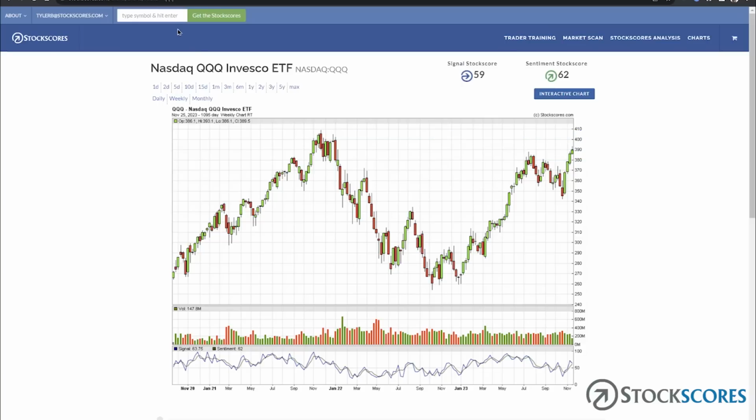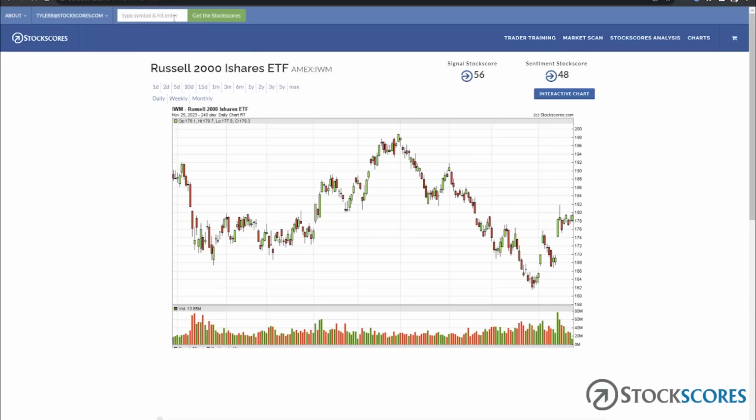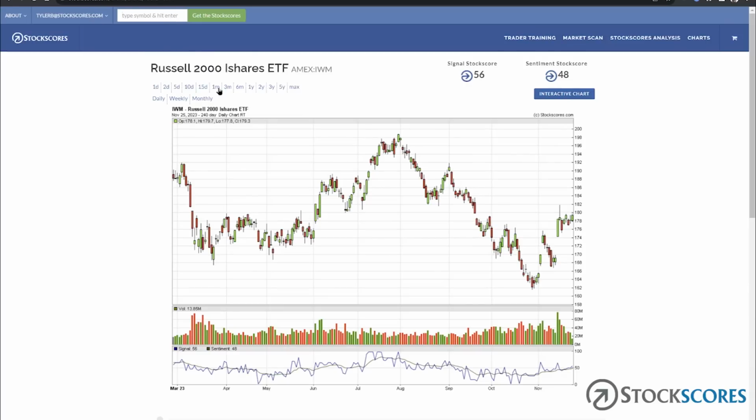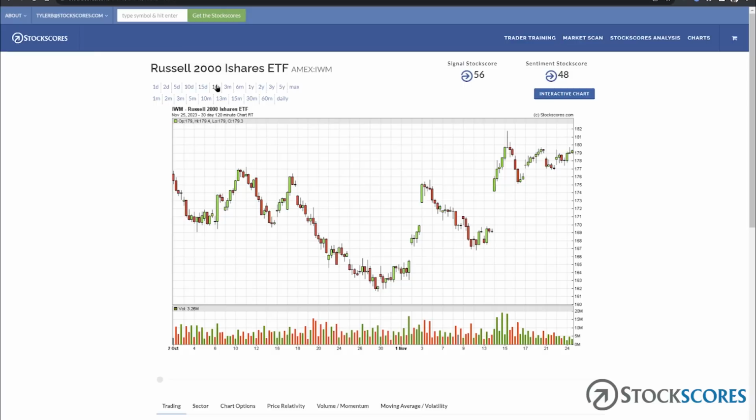Now, what about those small caps? IWM is the symbol for the Russell 2000 ETF. And let's take a look at the 1 month chart here. And you can see that it's been rising, but it's been much more choppy. This market is more sensitive to interest rates. And although interest rates have fallen a little bit, it hasn't been good enough yet for these stocks.